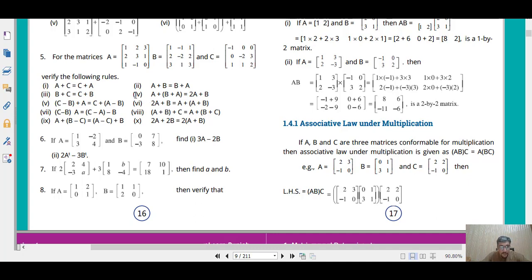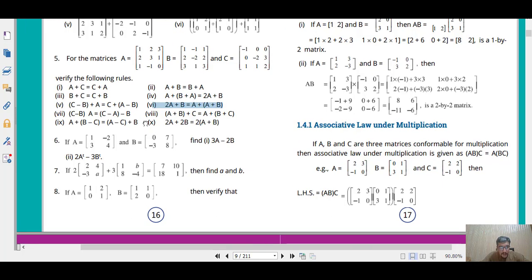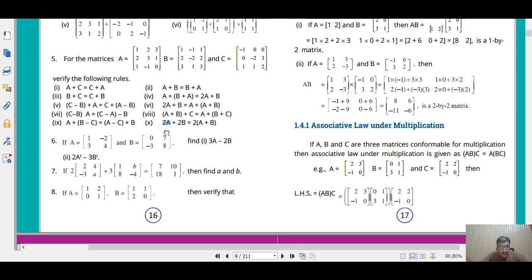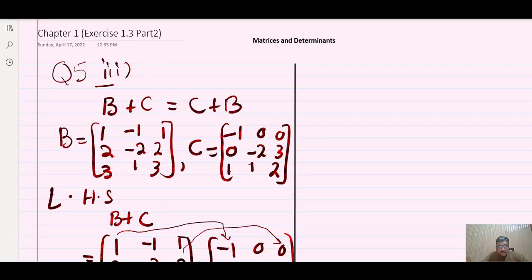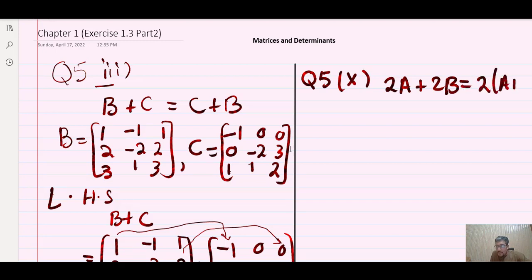If you see, the fourth part is similar to the 10th part, and even it is similar to the sixth part as well. So I am going to solve one of those. So I am going to solve the 10th part, that is 2a plus 2b is equal to 2 into a plus b. So let's move towards question 5, part number 10, that is 2a plus 2b is equal to 2 into a plus b.